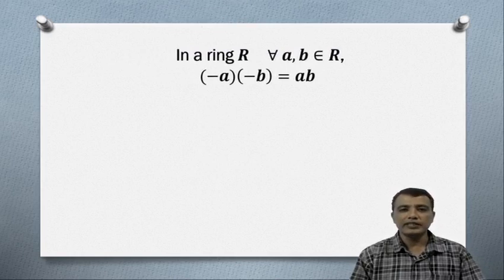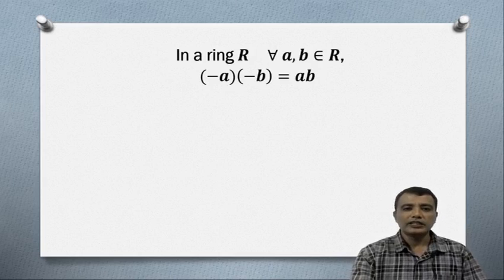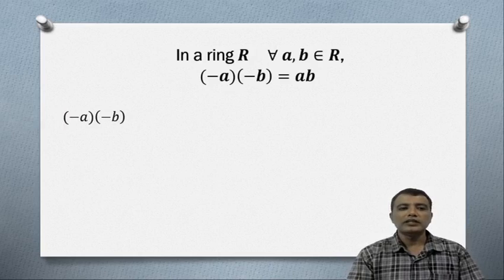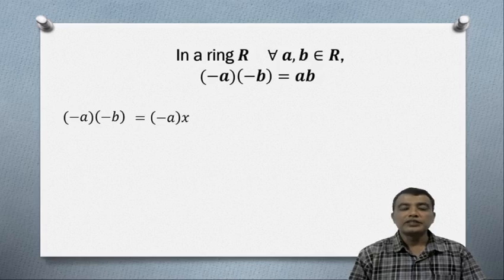Here comes the next property, which states in a ring R, for all A, B belongs to R, minus A into minus B is equal to AB. Okay? Now, consider minus A into minus B, which can be written as minus A into X. What is X? X is minus B.